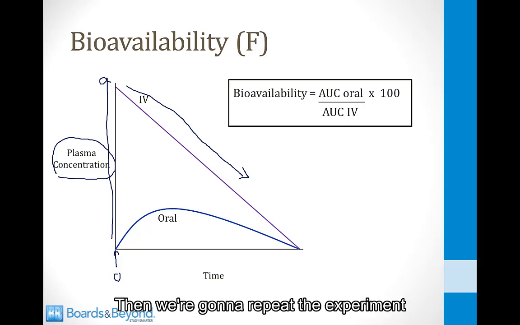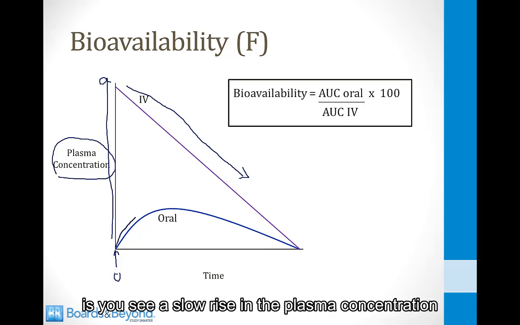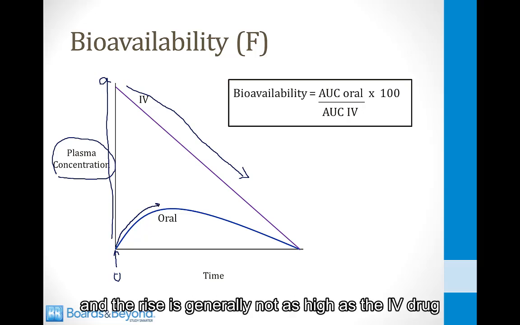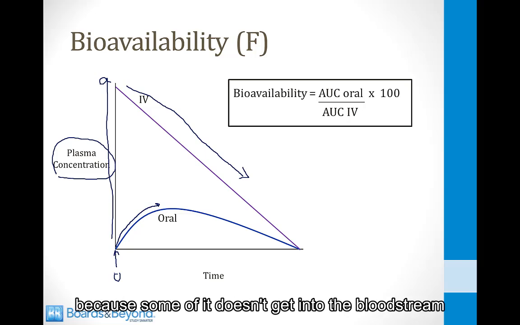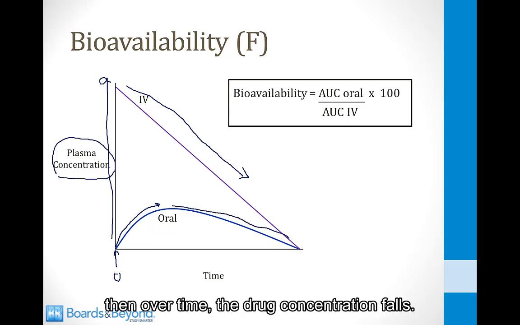Then we're going to repeat the experiment and administer the drug orally at time 0. And what you see when you administer it orally is you see a slow rise in the plasma concentration as the drug gets absorbed. And the rise is generally not as high as the IV drug because some of it doesn't get into the bloodstream both from absorption and metabolism. Then over time, the drug concentration falls.